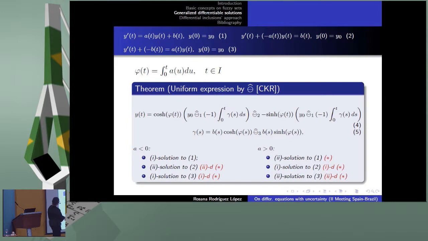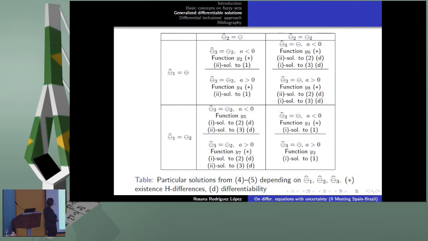And these signs on the right, the asterisk, mean that you don't have a guarantee that the involved difference exists. And these other symbols mean that even if the H difference exists, you don't have a guarantee that this expression represents one or two differentiable solutions. So it's not very useful to use this kind of derivatives from this point of view.